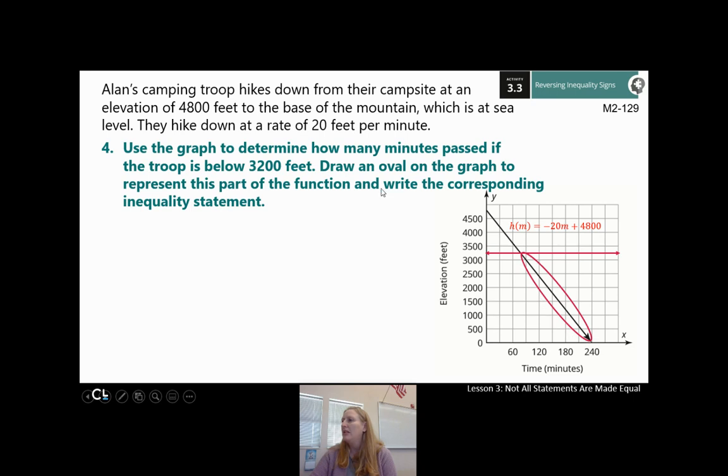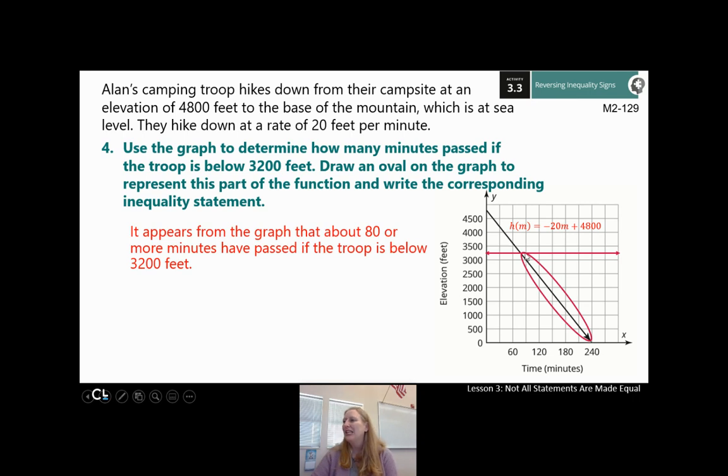And I went ahead and they said to draw an oval on the graph to represent that part of the function. So if we want below 3,200 feet, this is the part of our function that represents that. So I just circled that with a lovely little oval. Guess I didn't circle it. I ovaled it. Something like that.